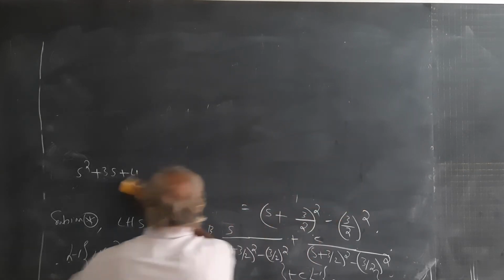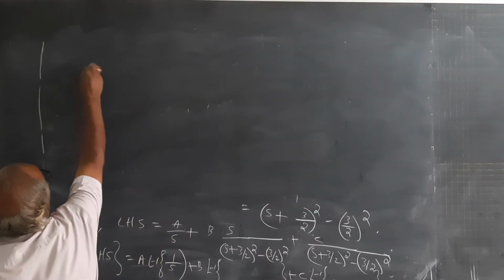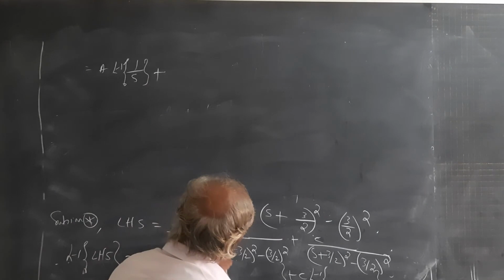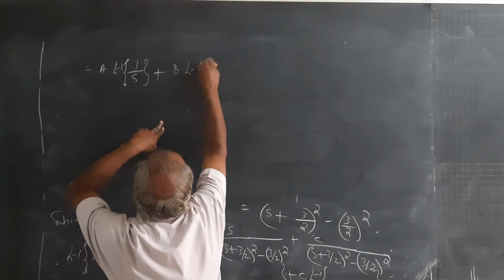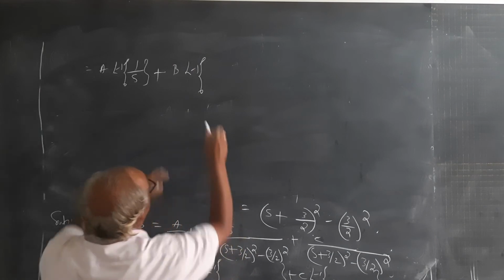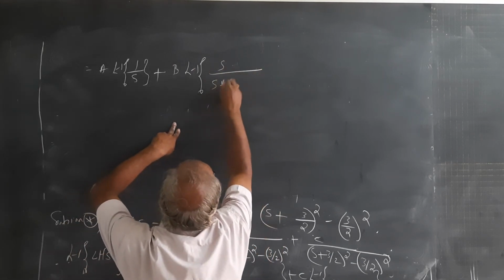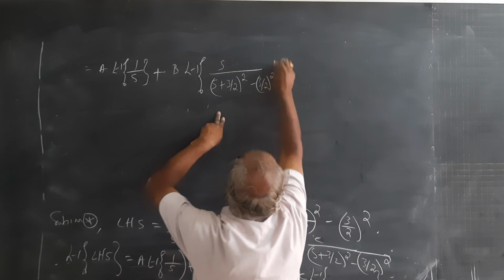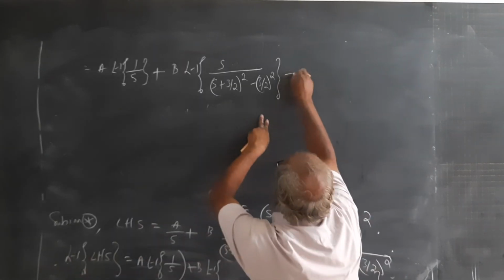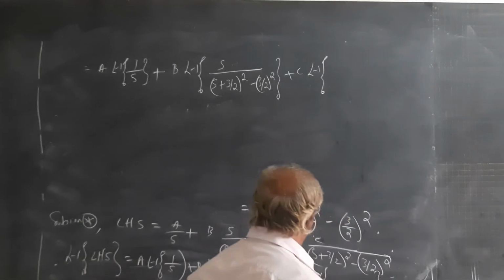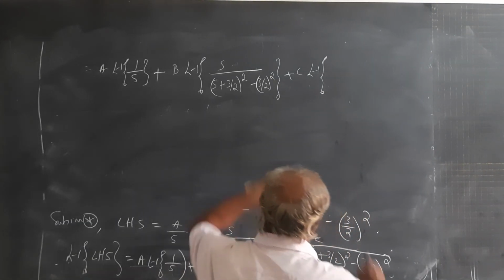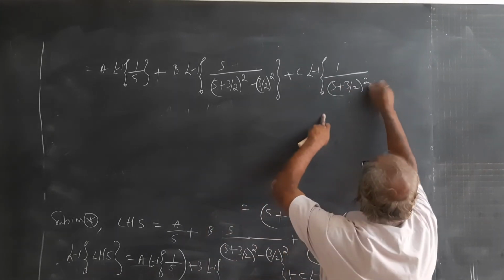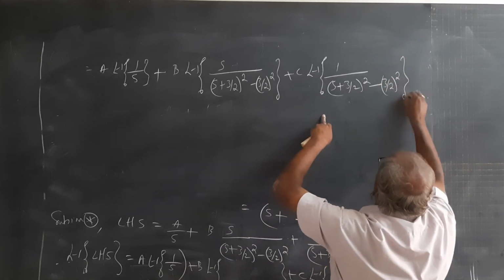Finding A, B, C, you do it please. Now A into, so what is it? What I am having is A into L inverse of 1 by S, plus B into L inverse of S by (S plus 3 by 2) whole square minus 3 by 2 whole square, plus C into L inverse of 1 by (S plus 3 by 2) whole square minus 3 by 2 whole square. This is what I am having.